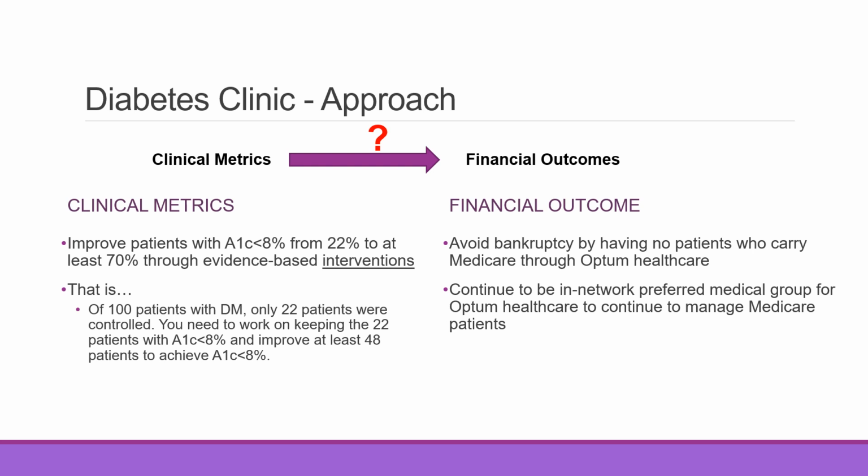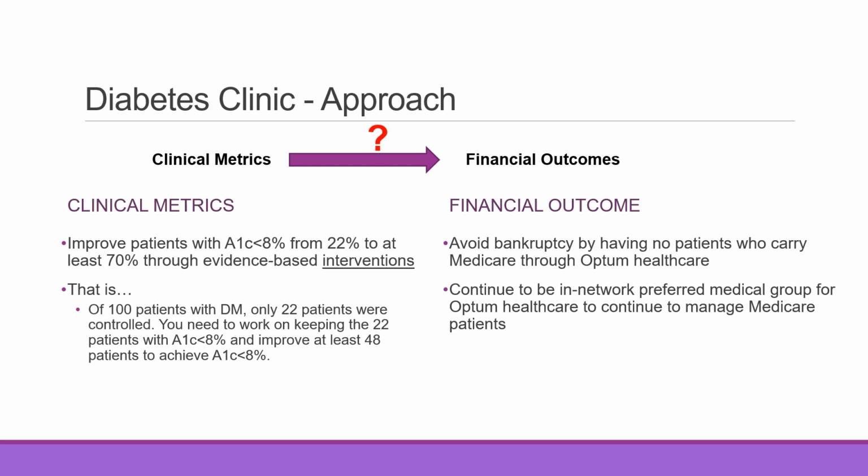Again, the whole concept is linking non-financial metrics to financial metrics, and we have a pretty specific financial gain here. We avoid bankruptcy. No patients carrying Medicare through Optum Healthcare means no patients that we can care for. Therefore, a medical clinic may go bankrupt and you no longer have a job. The financial gain on the other side is if you achieve this outcome, you continue to be in the in-network preferred medical group for Optum Healthcare to continue managing Medicare patients, and potentially you might be in a position of getting more financial support from government funding as well. All in all, the financial outcome is right there. You give good care to the patient, then you continue your service.